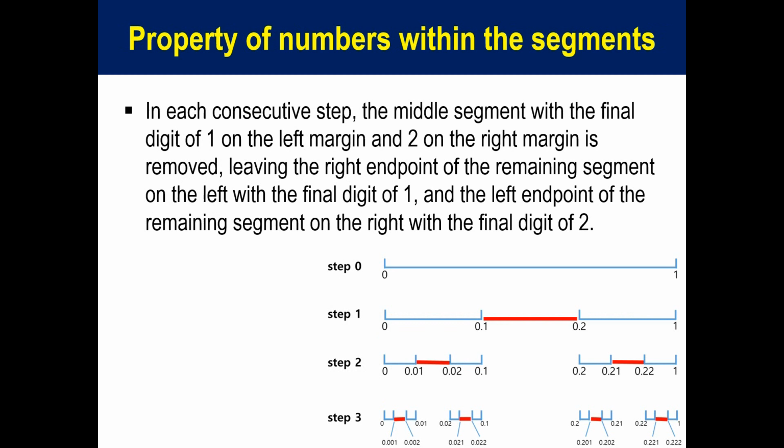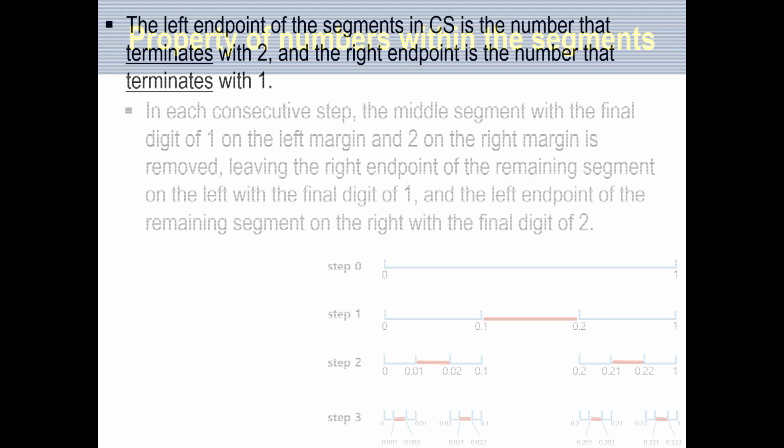In each consecutive step, the middle segment with the final digit of 1 on the left margin and 2 on the right margin is removed, leaving the right endpoint of the remaining segment on the left with the final digit of 1 and the left endpoint of the remaining segment on the right with the final digit of 2. The left endpoint of the segment in the Cantor set is the number that terminates with 2, and the right endpoint is the number that terminates with 1.